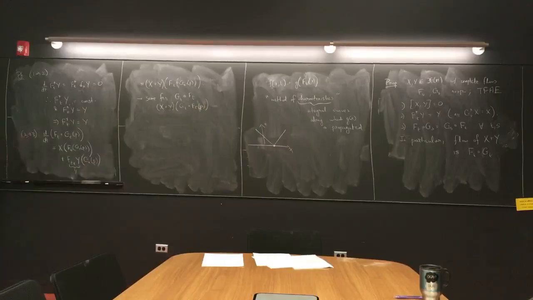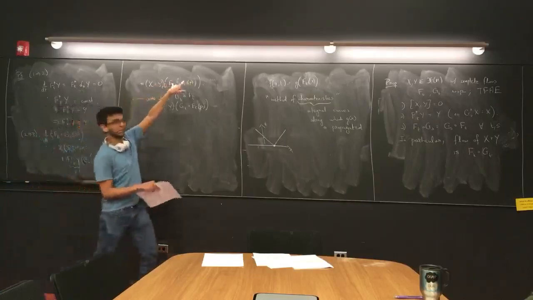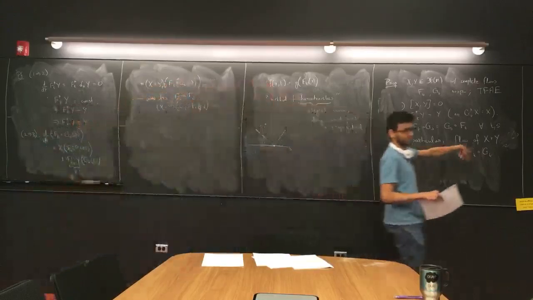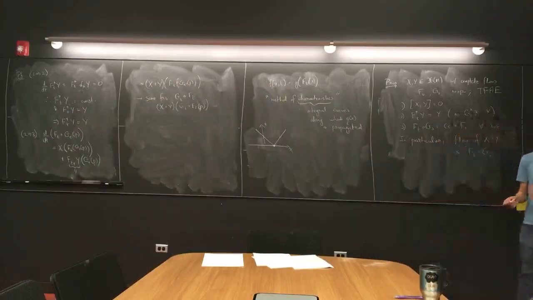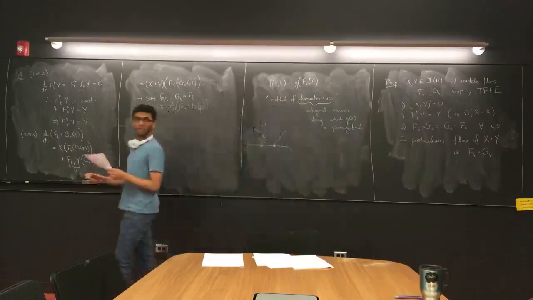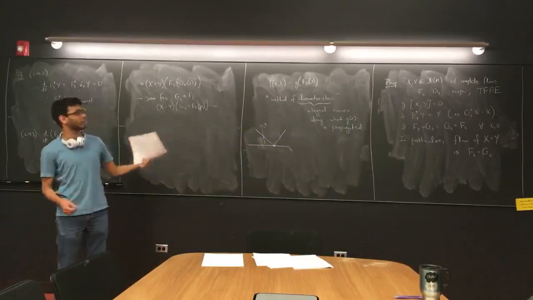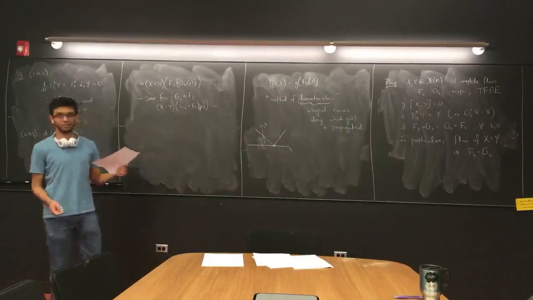Wait, no. You're not proving that 2 implies 3 right now. You're proving that the flow of x plus y is the composition. Oh, right. So the d by dt of this thing is x plus y acting on this, which by definition means that the flow of x plus y is the composition. We've shown that the flow of x plus y is f_t composed with g_t.